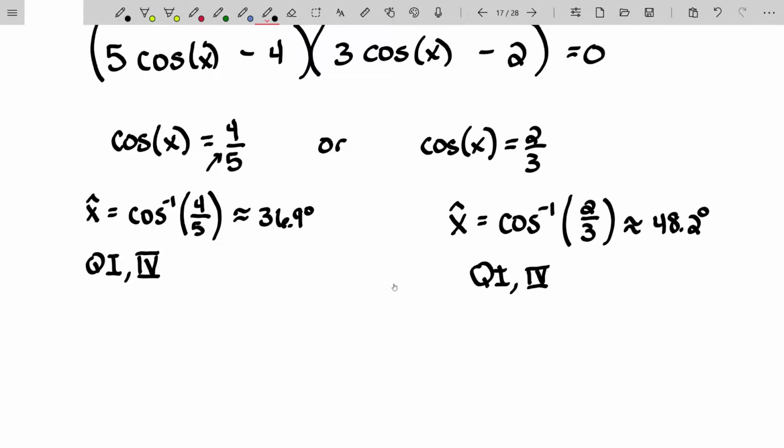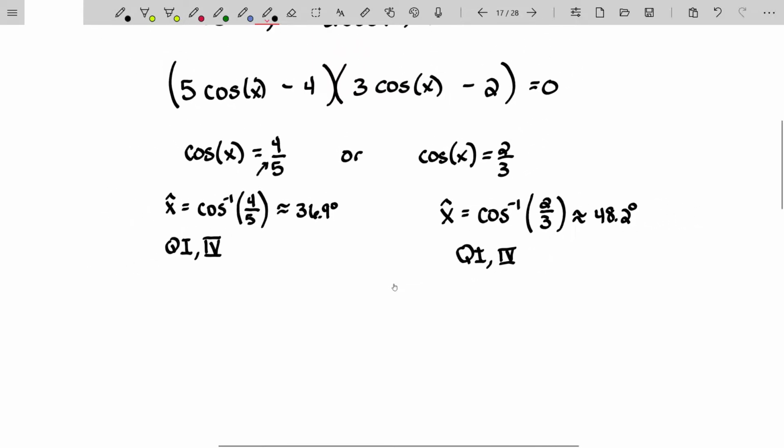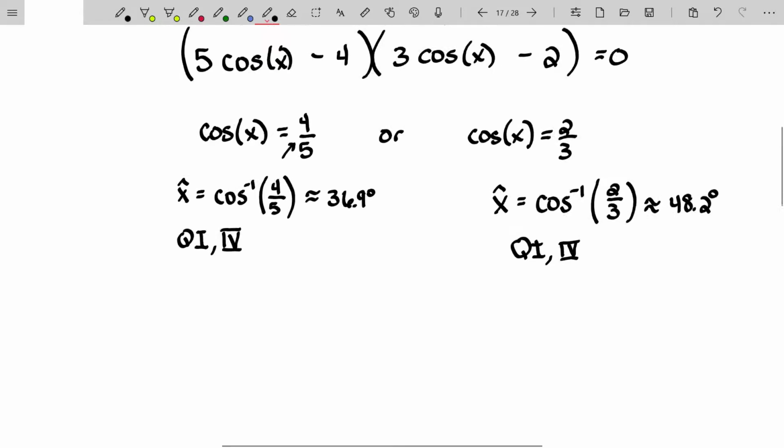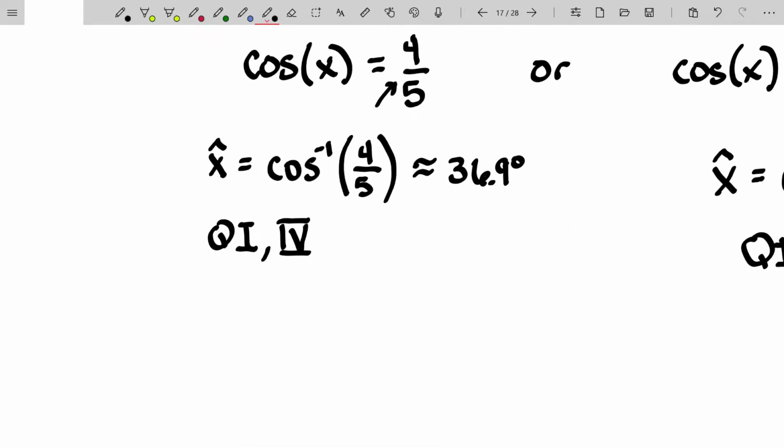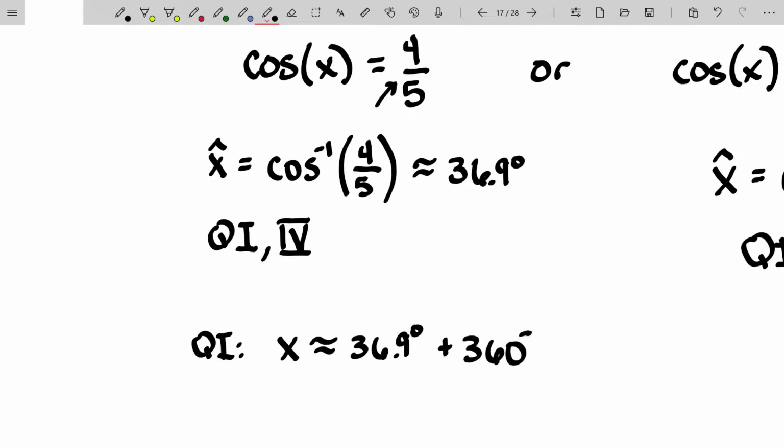And then from this point forward, you're just going to do the quadrant 1, 4 thing. I do want to mention there is a little trick you can use to make the math much easier for yourself. Rather than saying, let me do quadrant 1 first. Quadrant 1 solution is going to be, well, I have a reference angle of 36.9 degrees. In quadrant 1, that means the actual angle is 36.9 degrees, right? And then plus 360K.